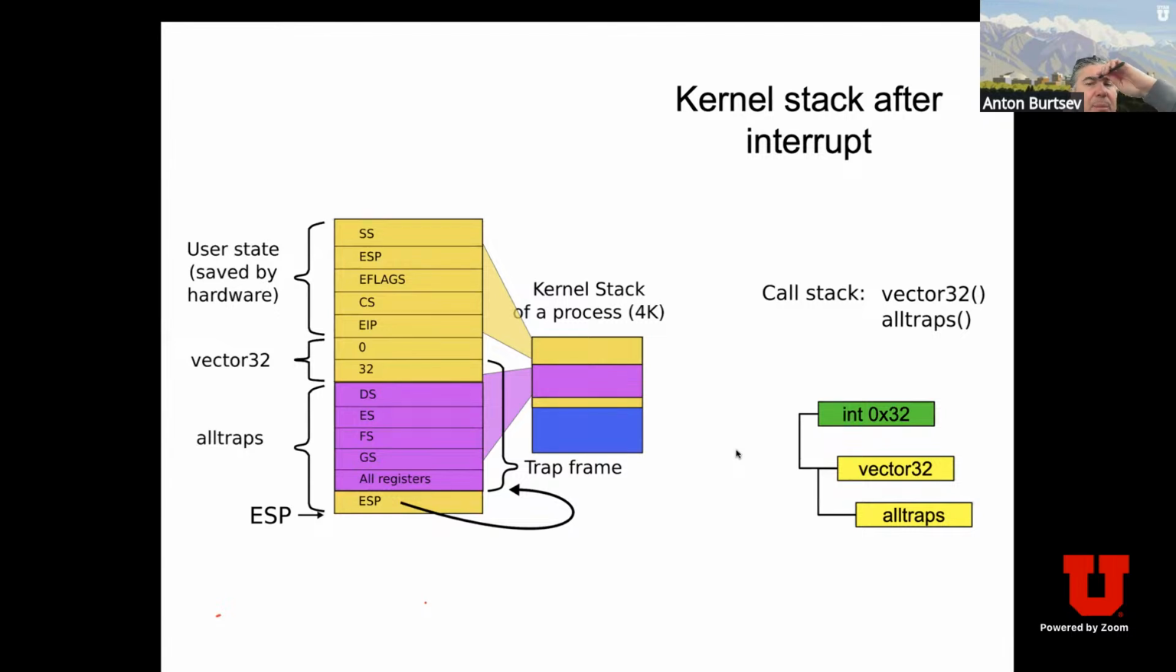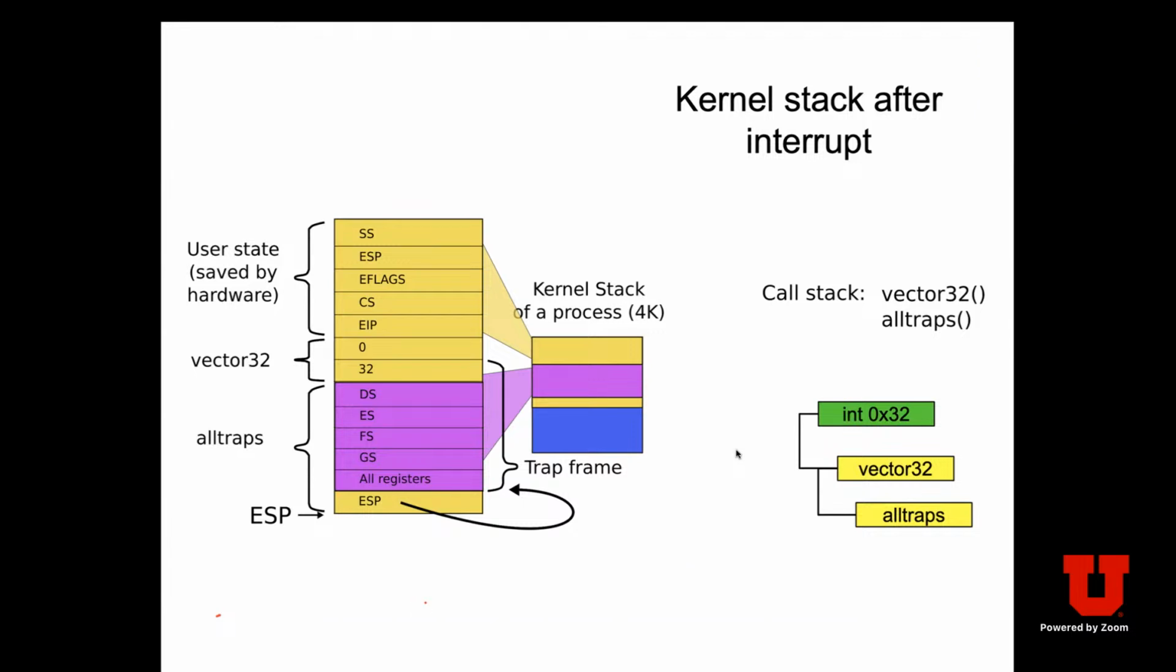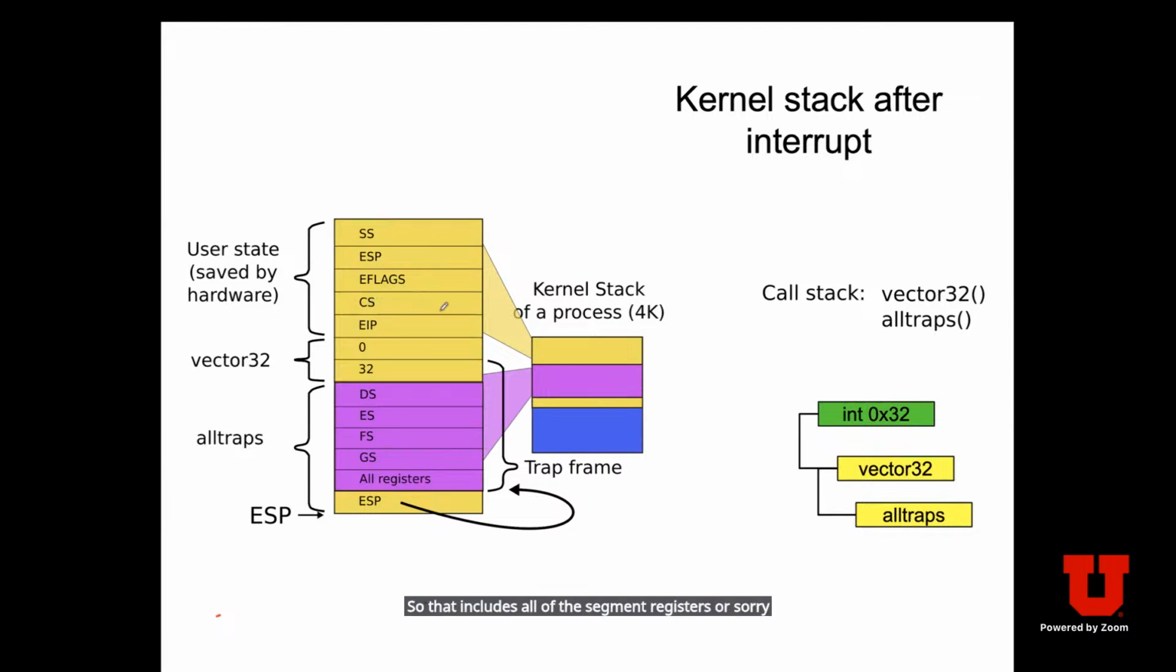See the responses coming. Okay, let's discuss real quick who thinks they are correct and can justify the answer. So it should be EIP because we've popped all of the information about that in the stack, and the IRET instruction is going to restore the CPU state that was saved before we started executing the interrupt. So that includes all of the segment registers, SS, ESP, EFLAGS, CS, and EIP right on top there, and EIP is on top of the stack at that state.